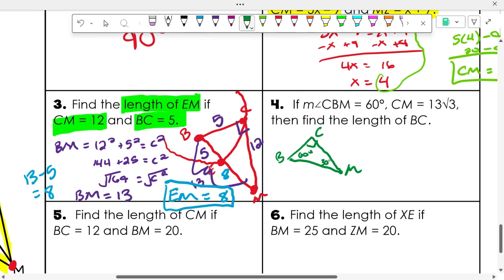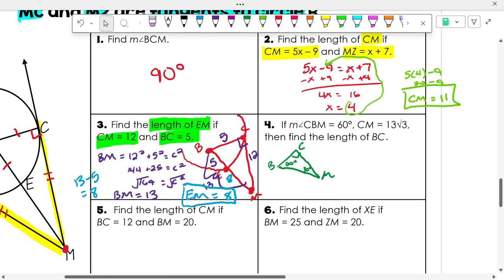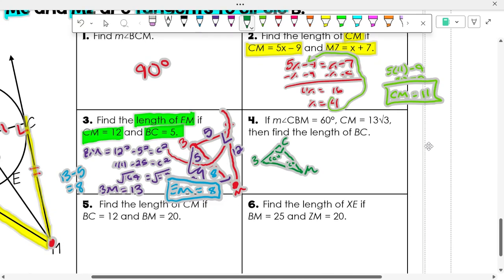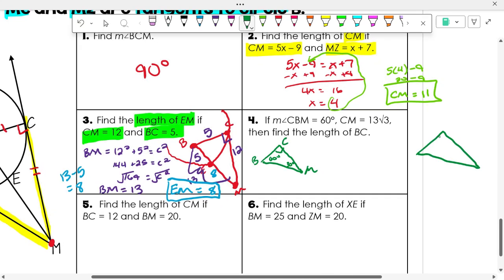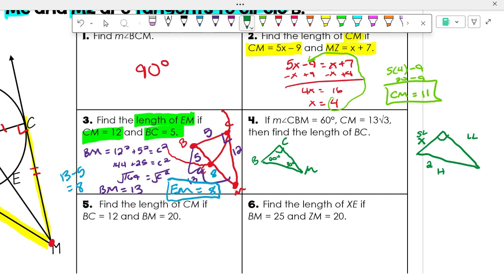30. So this is another special right triangle. It's a 30, 60, 90. So remember, special right triangles: short leg, hypotenuse, and the long leg. Short leg is x. Hypotenuse is 2x. Long leg is x square root 3. So it said that CM is 13 square root 3, and they want us to find BC. So let's call that x.